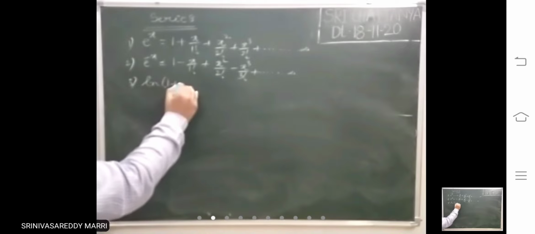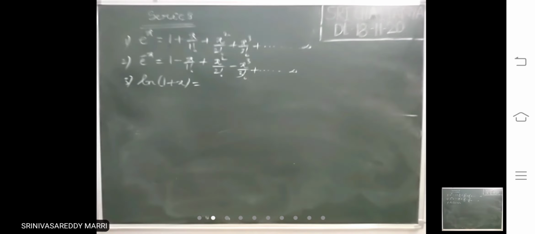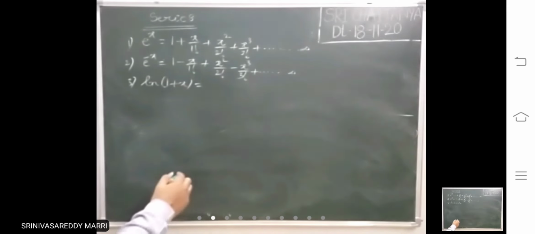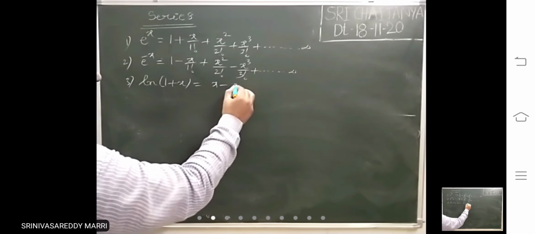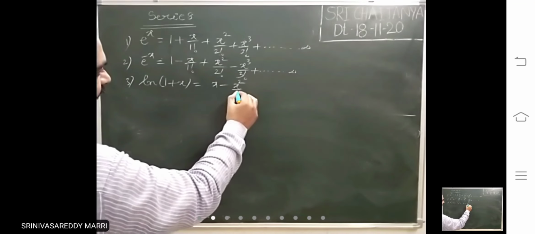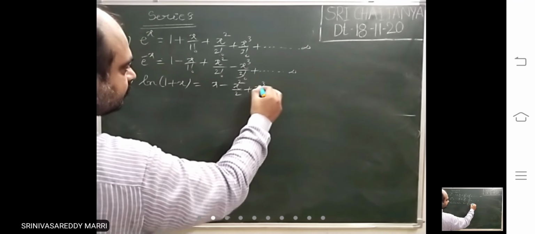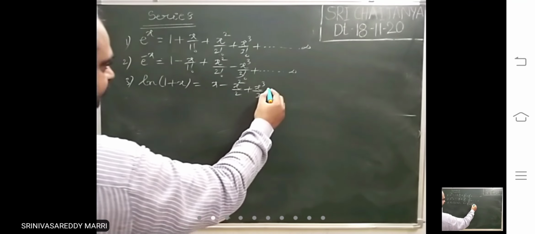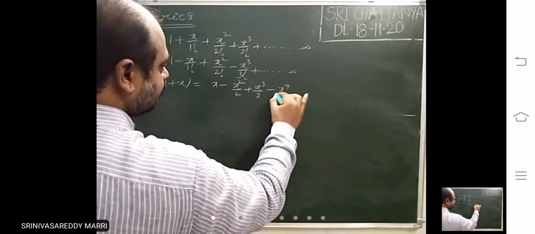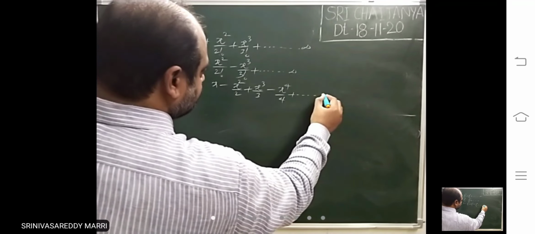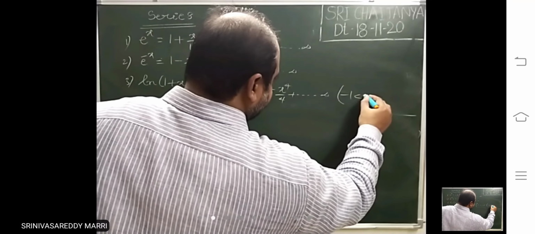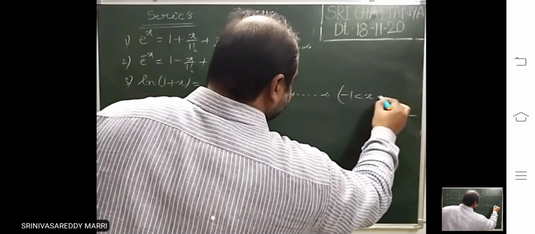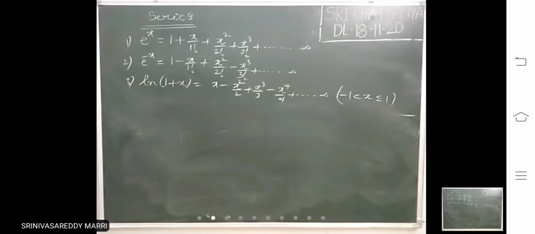Ln, log of 1 plus x to the base e. Whenever you get log of 1 plus x to the base e, the formula is x minus x square by 2. No factorial here. Plus and so on, infinity. This series will be defined only when x lies between minus 1 to 1.